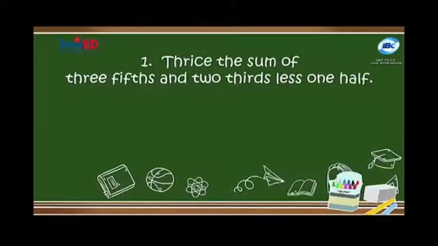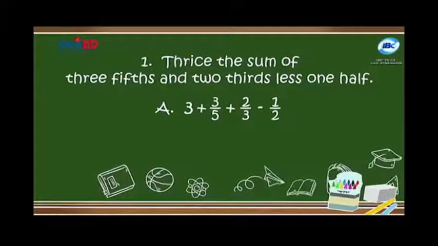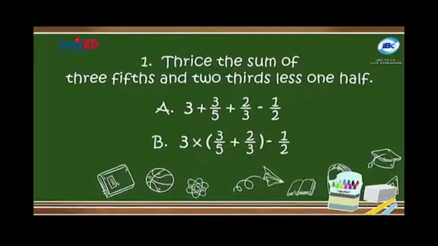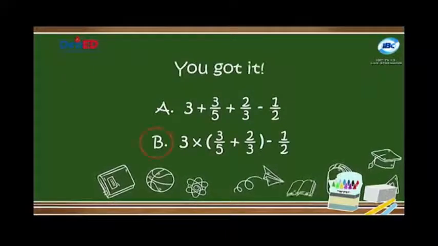Number 1. Thrice the sum of 3/5 and 2/3 less 1/2. Is it A, 3 plus 3/5 plus 2/3 minus 1/2? Or B, 3 times the group of 3/5 plus 2/3 minus 1/2? You got it! It's B.